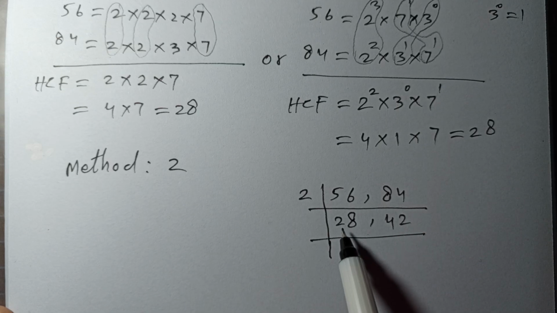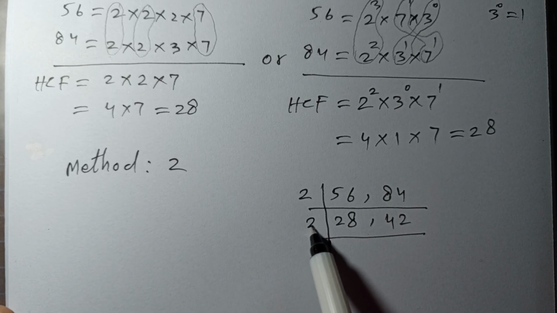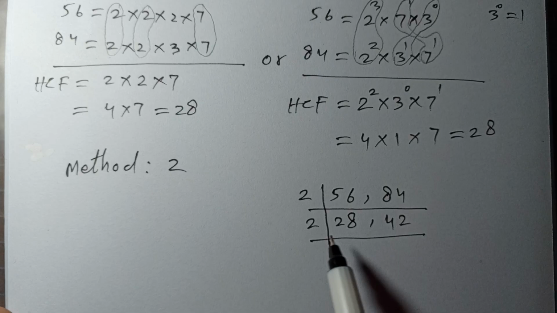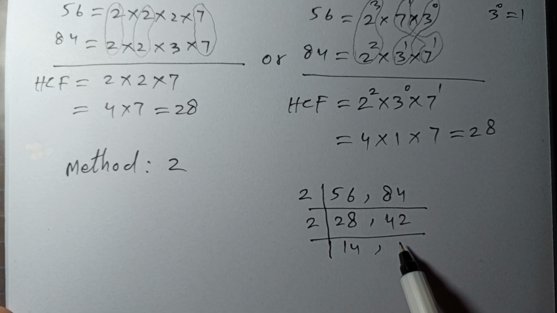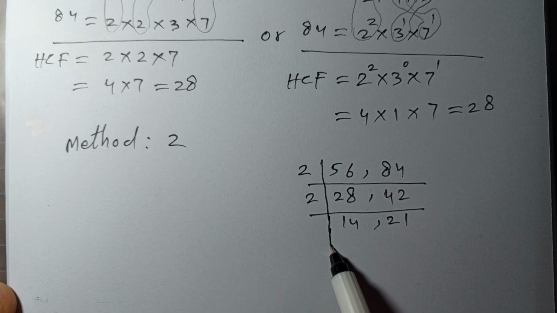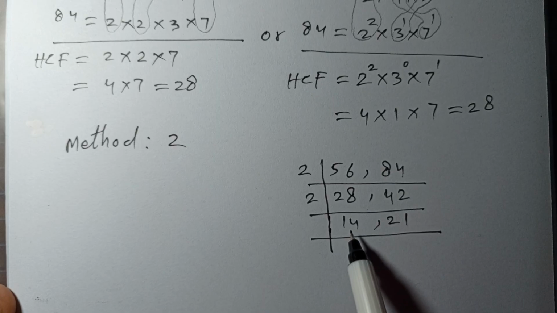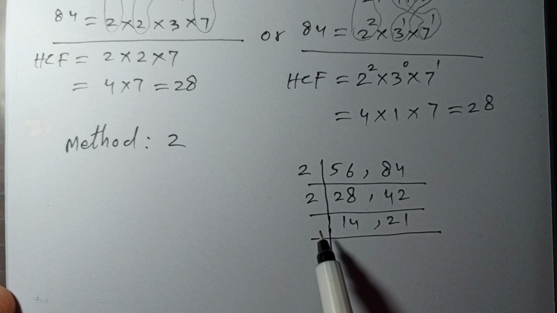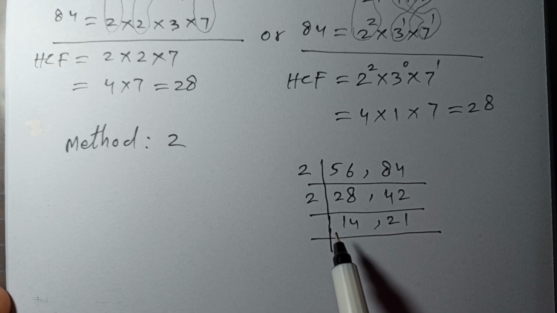Now you see that 28 and 42 can also be divided by 2 again, and 2 is a prime number. So 28 divided by 2, you will get 14. 42 divided by 2, you will get 21, since 2 2s are 4 and 2 1s are 2. Now find any prime number that can divide both. If we divide by 2, you can divide 14 but not 21. If you divide by 3, you can divide 21 but 14 is not divisible by 3.